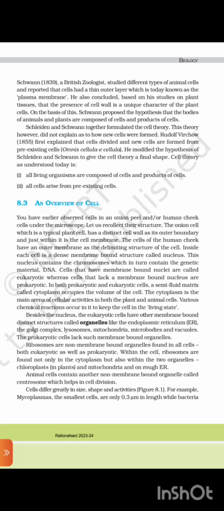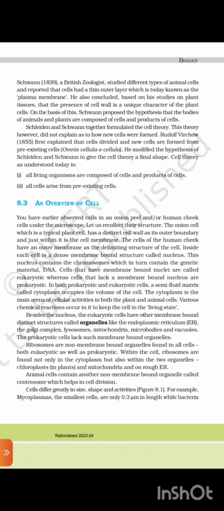Besides the nucleus, the eukaryotic cell has other membrane-bound distinct structures called organelles, like the endoplasmic reticulum, the Golgi complex, lysosomes, mitochondria, microbodies, and vacuoles. The prokaryotic cell lacks such membrane-bound organelles. Ribosomes are non-membrane-bound organelles found in all cells, both eukaryotic as well as prokaryotic. Within the cell, ribosomes are found not only in the cytoplasm but also within two organelles, chloroplasts in plants and mitochondria, and on rough endoplasmic reticulum. Animal cells contain another non-membrane-bound organelle called the centrosome, which helps in cell division.